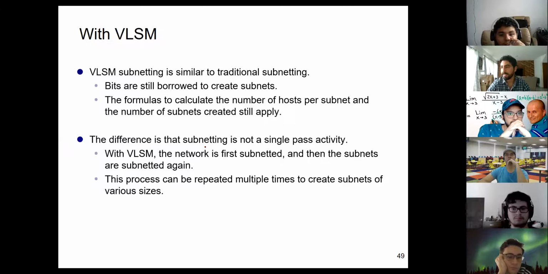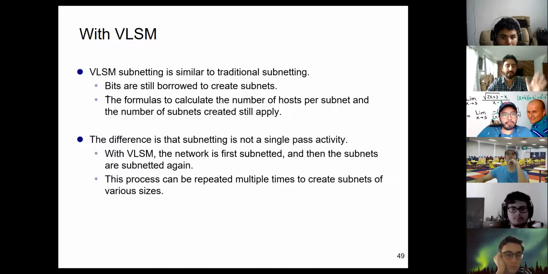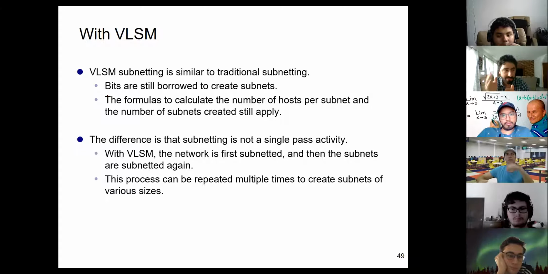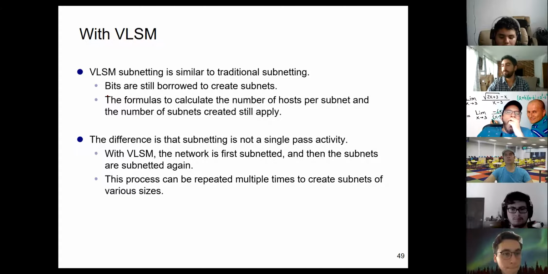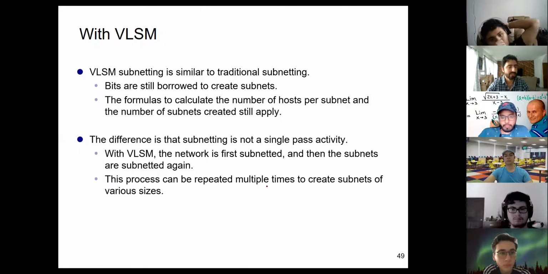The difference is that subnetting is not a single pass activity. You don't just say, okay, I want a network, my subnet is going to be, for example, /26, my network prefix is going to be /26, or /27, I'm going to use just 3 bits. That's it. The process can be repeated multiple times to create different sizes.